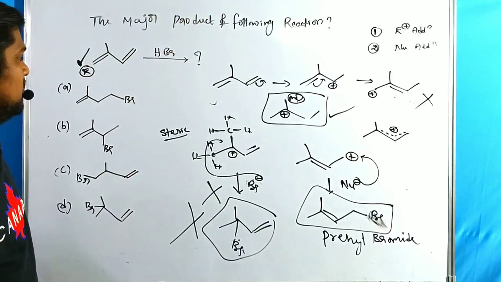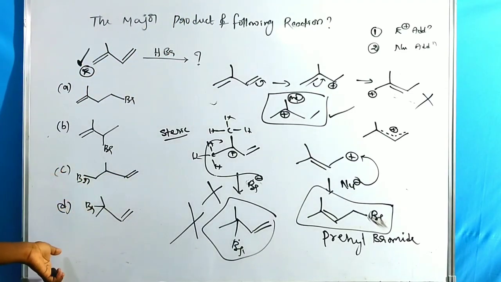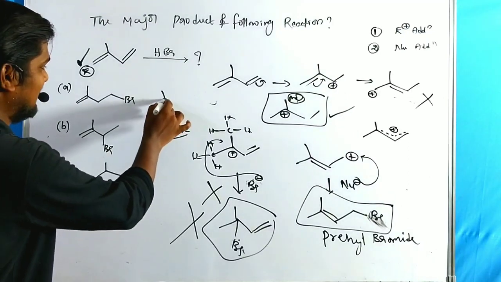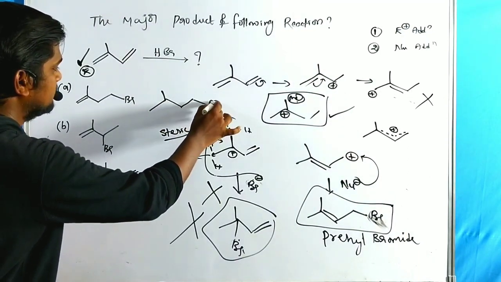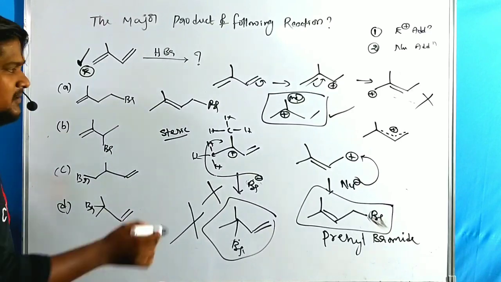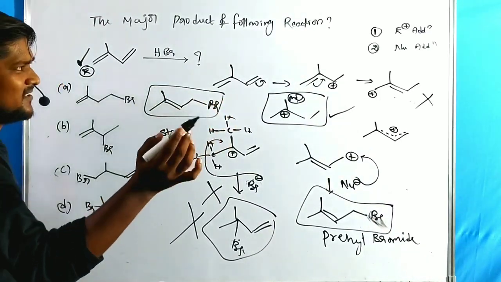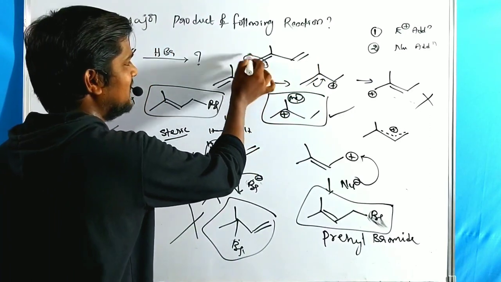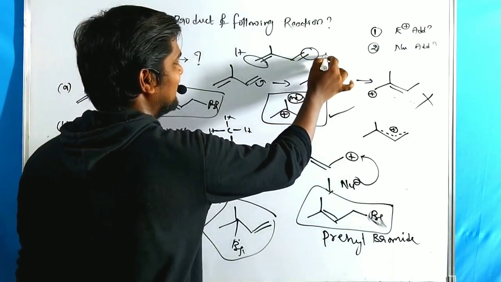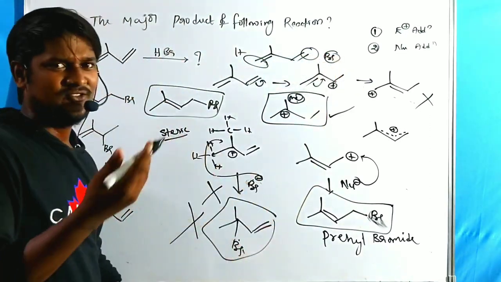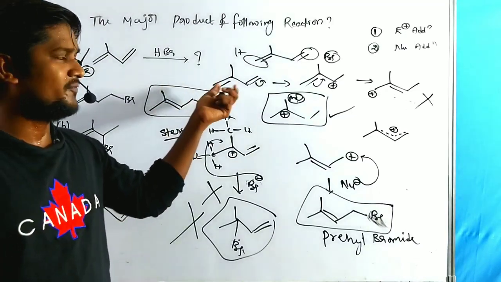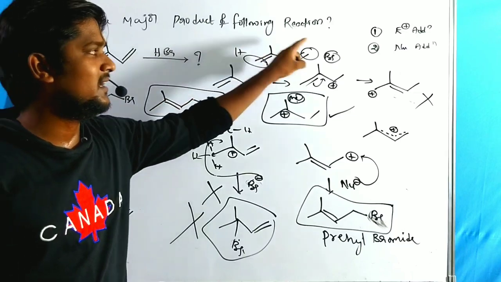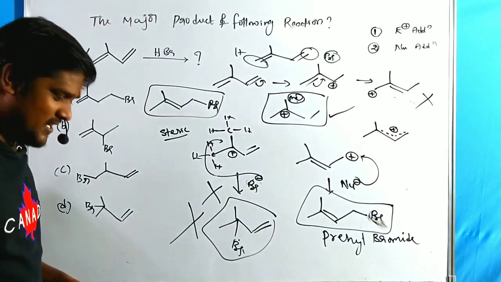The major product of the following reaction. I think there is no option, so if you want the option, add the E. So this is the major product. Now, let us assume it in a very easy way. One end is attacked by hydrogen, one end is attacked by bromine. In case of a diene, one end is the electrophile, another end is the nucleophile. It is easier.